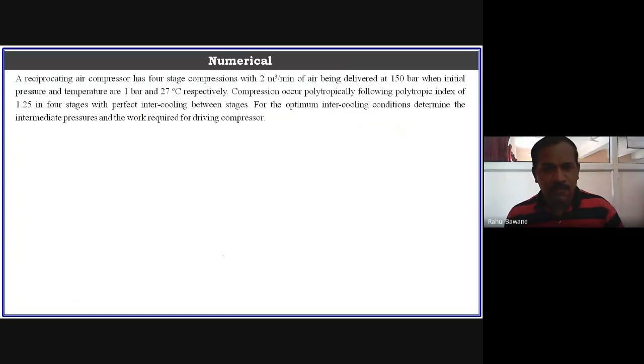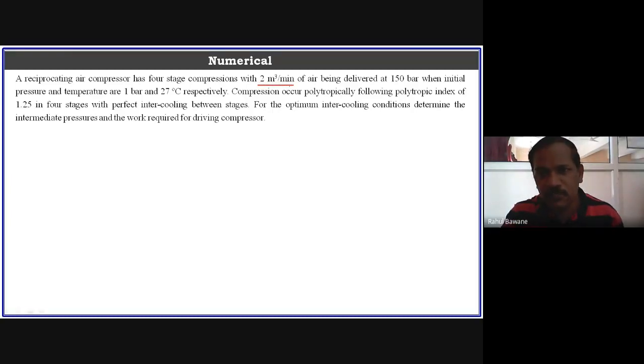Now the last problem for today's session, a very important problem because it was asked in the last university exam. It looks very difficult, but it is actually very simple. A reciprocating air compressor has 4 stages of compression. So remember, compression takes place in 4 stages: first stage P1 to P2, then P2 to P3, likewise 4 stages, with 2 meter cube per minute.